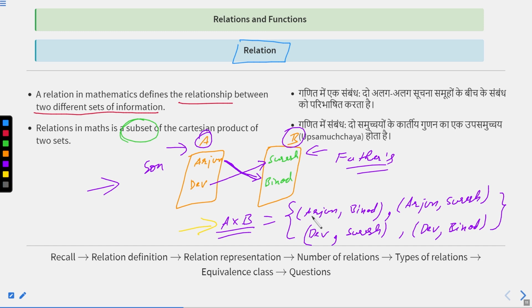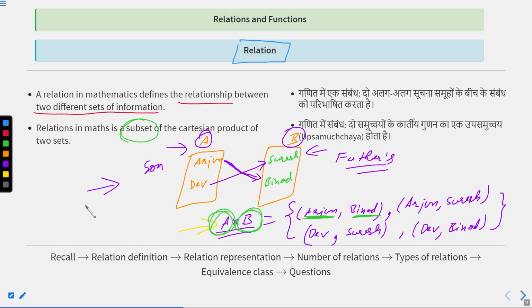Clear? The first element in the pair must be from what set? This set. And the second element in the pair from which set? This set B. As you can see, the whole A cross B set will consist of 4 elements.